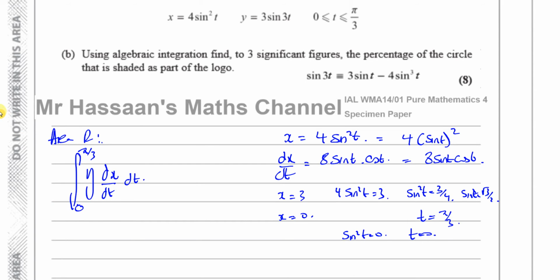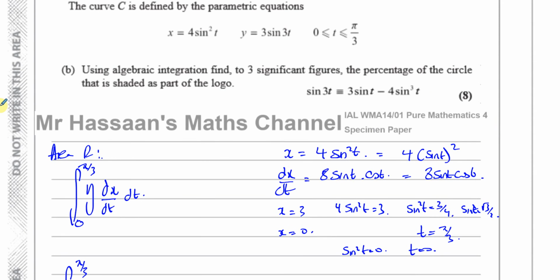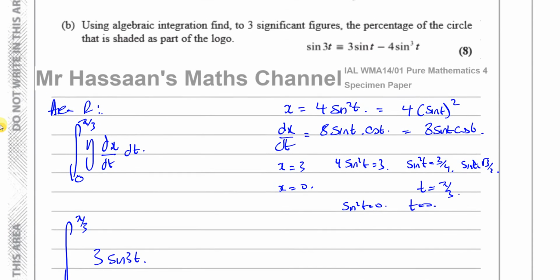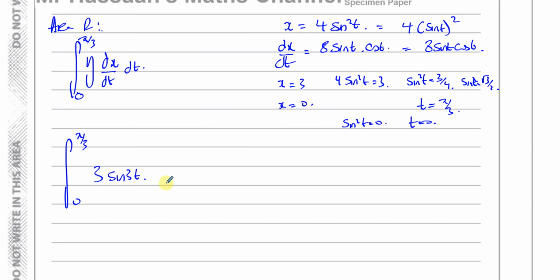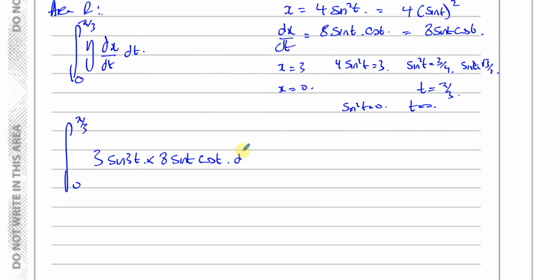Now what we can do here is start replacing everything. So we've got pi over 3, and we've got 0, and we've got y. Y is given up here in terms of t as 3 sine 3t, and we've got dx/dt, which we know is 8 sine t cosine t, and we've got here dt. That's it. Okay, so we have to simplify this.